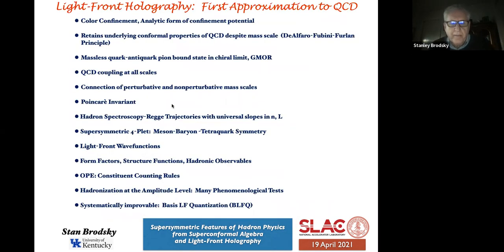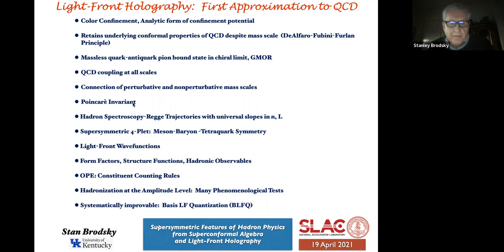So we're talking about light-front color confinement. We have an analytic form of the confining potential. You have all the underlying conformal symmetries of QCD. It has a massless pion bound state in the chiral limit. You get the QCD coupling at all scales. That's remarkable. We get a connection between perturbative and non-perturbative mass scales. That's what I showed before: when you make an analytic connection at Q0 of the running coupling at low scales and high scales, you predict Lambda in MS-bar.